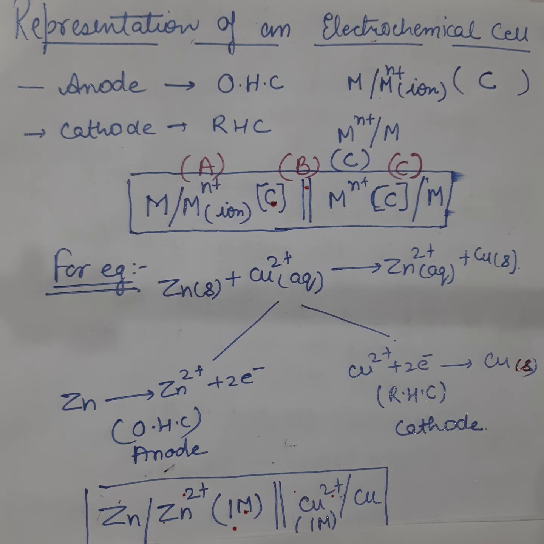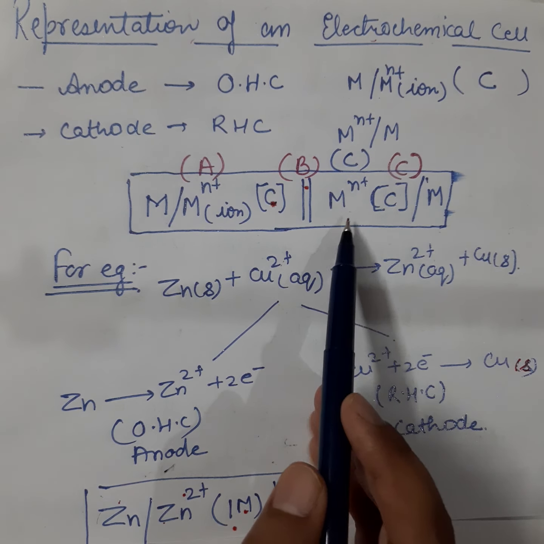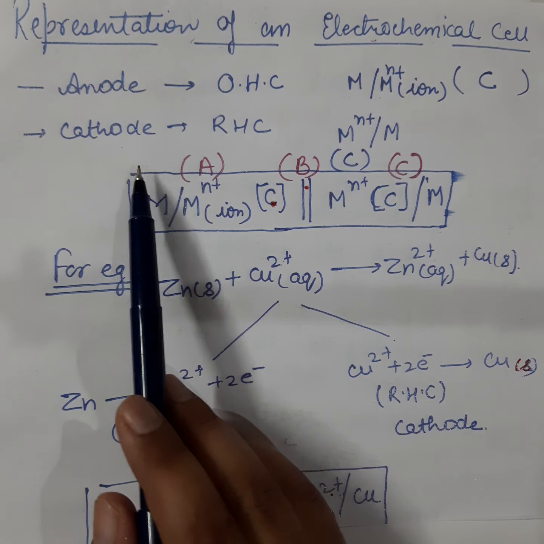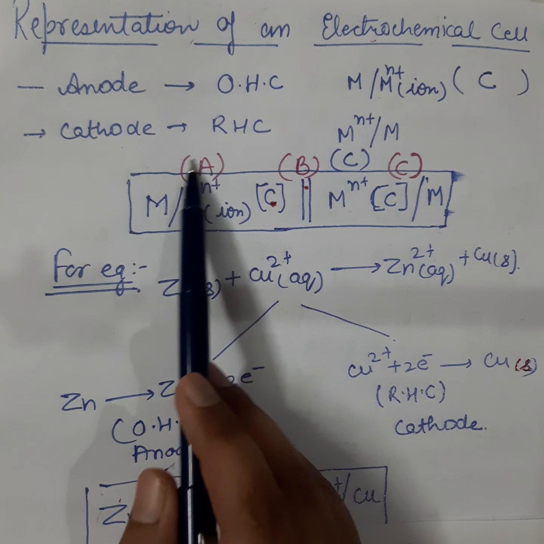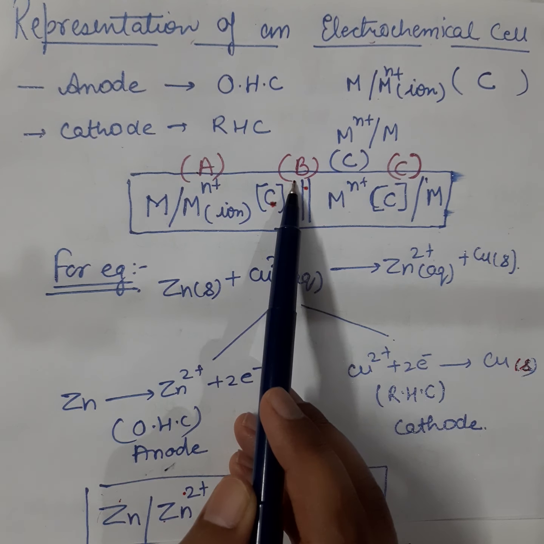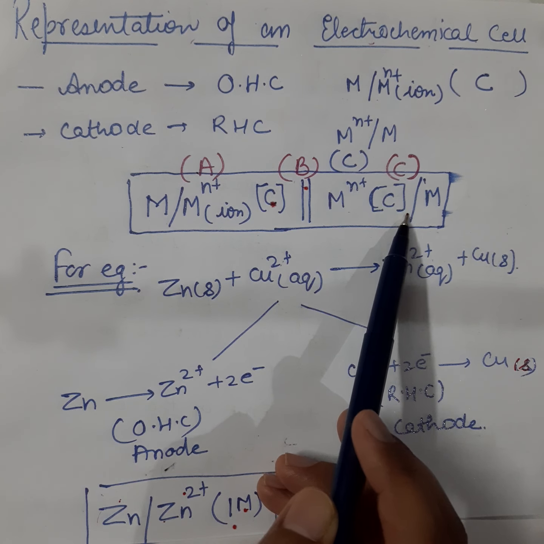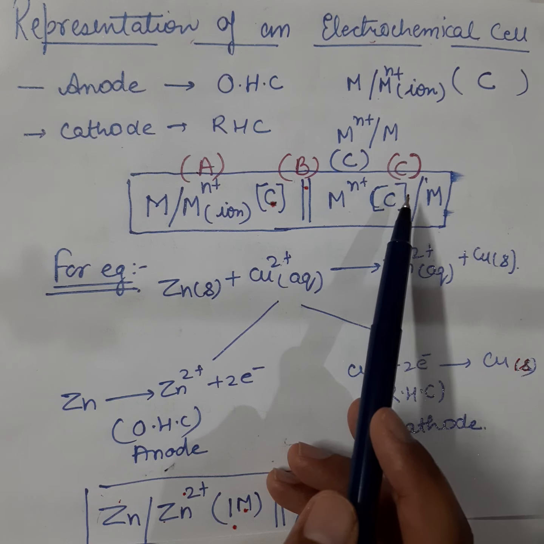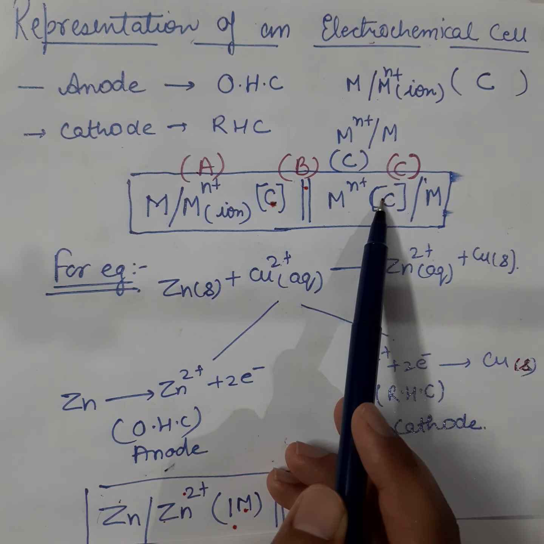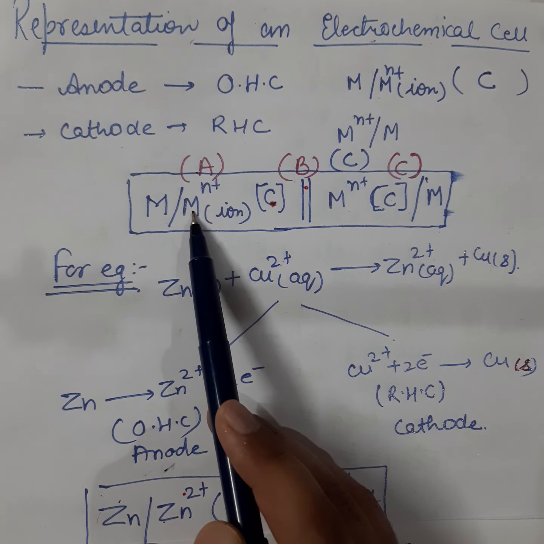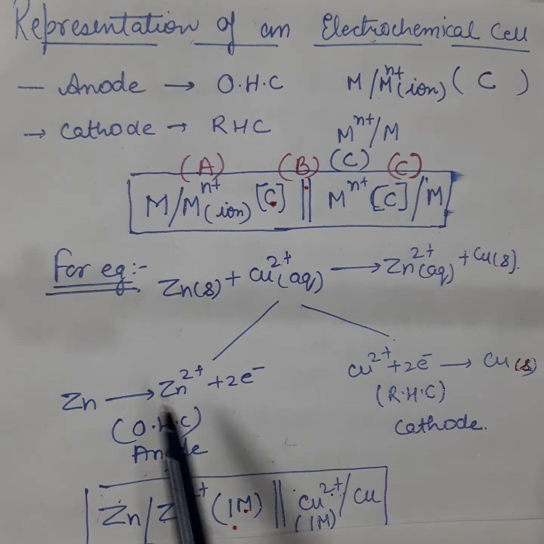So students, representation of an electrochemical cell. In the previous class, we discussed this criteria of how to write a cell in this format. That side is known as the left hand side, this is known as anode, the vertical lines are known as salt bridge, and C means cathode. At the right hand side, we have to write the cathode. Cathode means reduction half cell, and at anode, oxidation half cell. So this is the reaction.